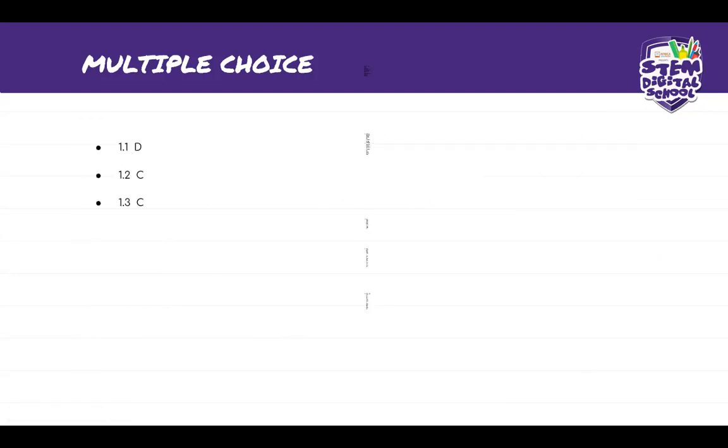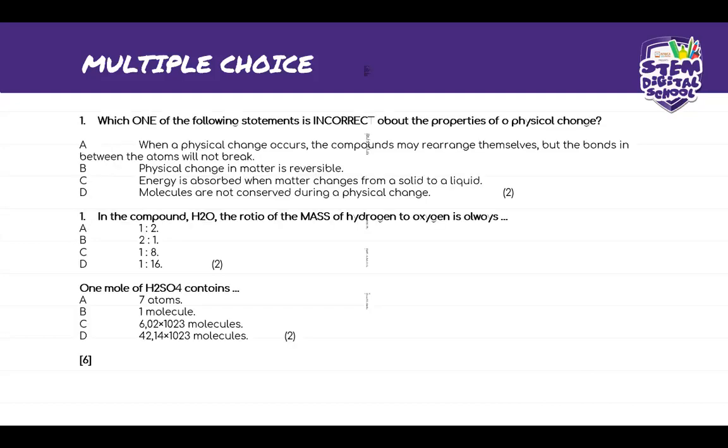Okay, and this is our answers. So number one, you got it correct. It's D. Number two is C, and number three is C. And let's see what that means. Number one is D. The one that's incorrect is molecules are not conserved during physical change. Number two, it's C. It's 1 to 8.